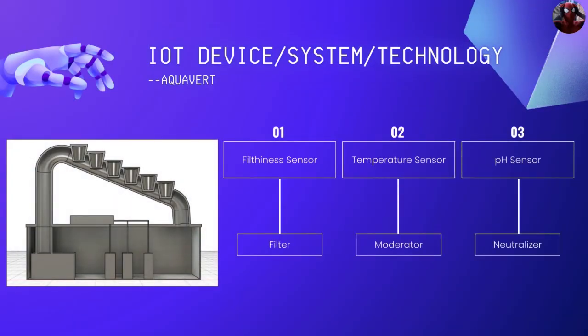As the issue of global warming and world hunger is getting increasingly serious by the day, our group decided to propose an IoT system that can both monitor the water quality as well as be used for hydroponics. The system is a hydroponic water quality monitoring system, which we named AquaVert. This system consists of various sensors such as a filthiness sensor, temperature sensor, as well as pH sensor.